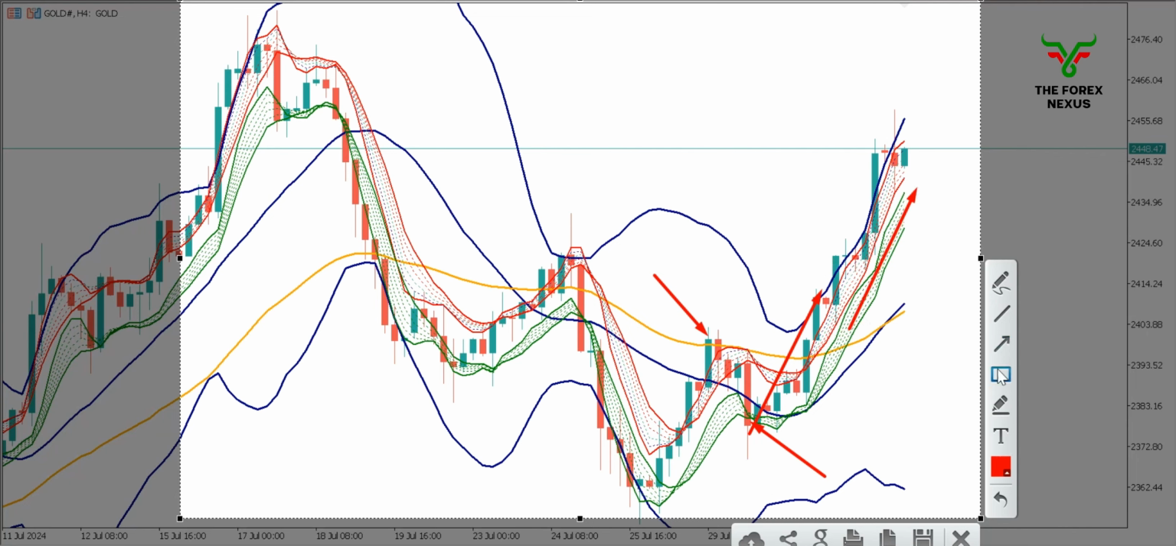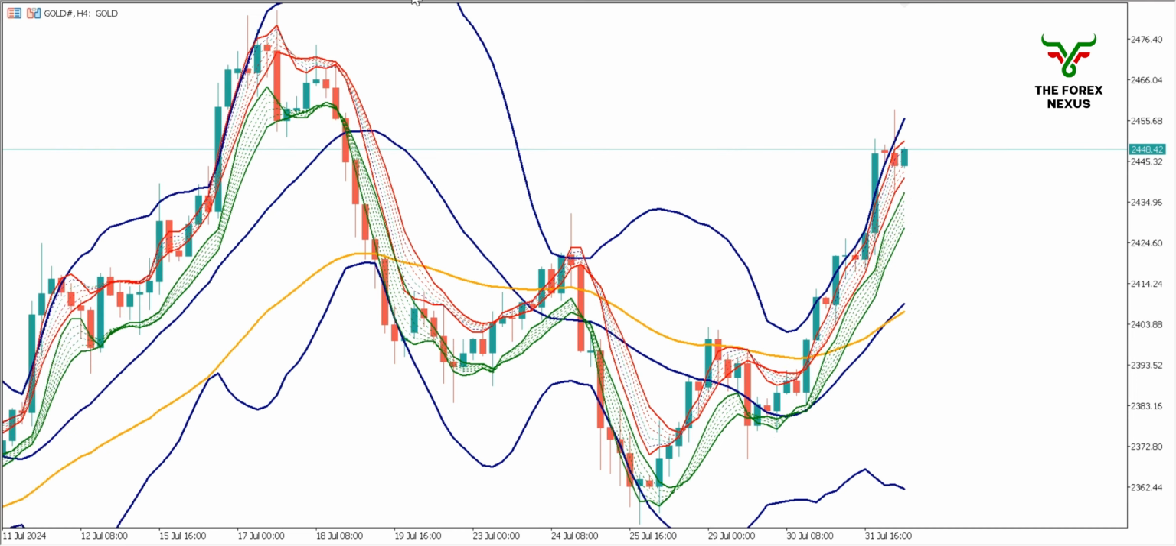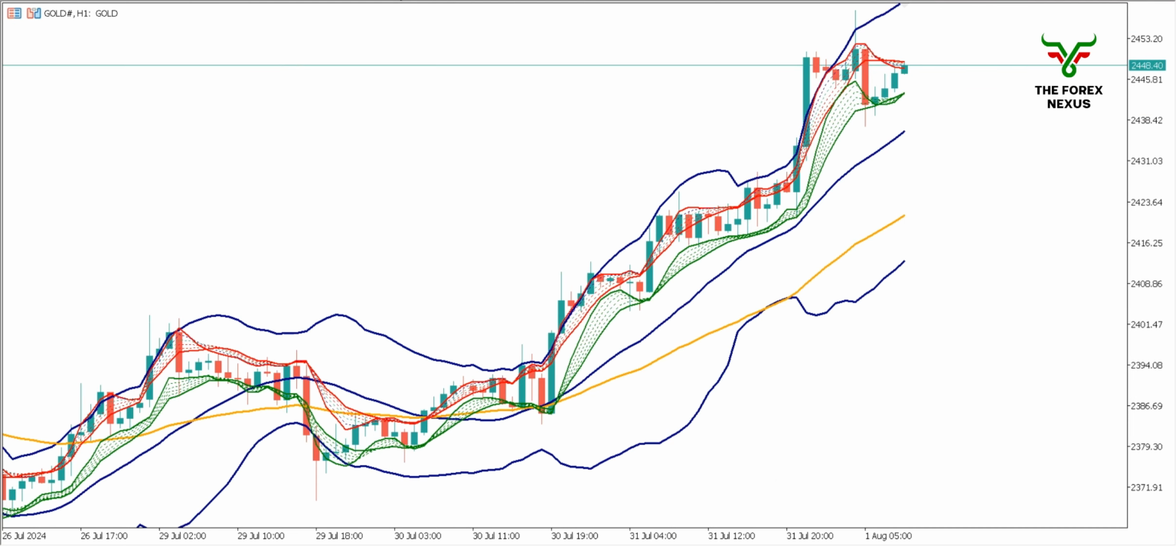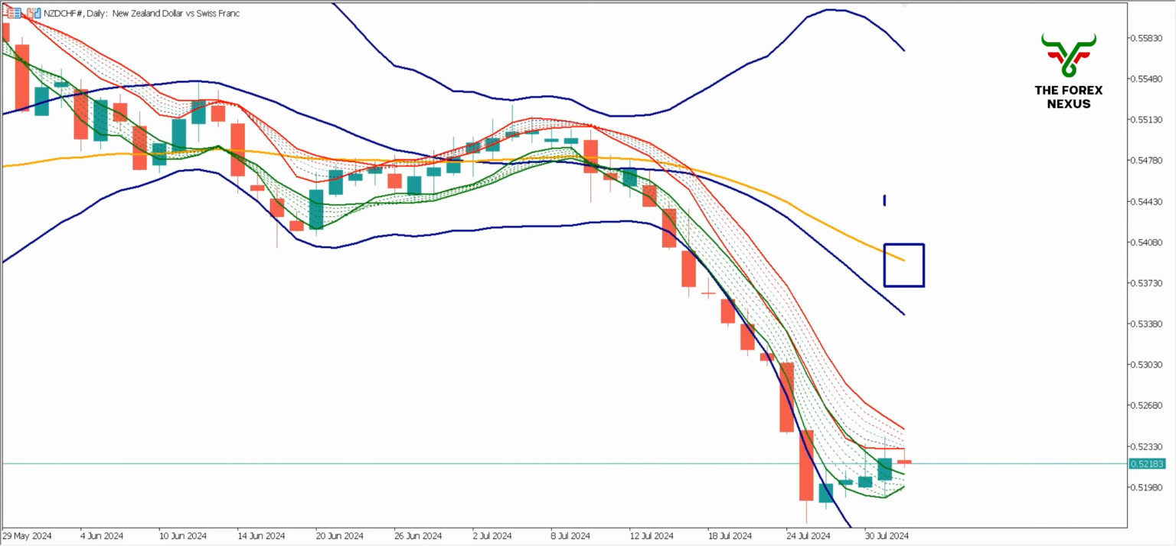Now I'm expecting that the market will give us a re-entry here, or on the daily time frame maybe. We will wait for the confirmation. If we get a confirmation, then we will take a trade. Otherwise we will not take any trade without any confirmation.